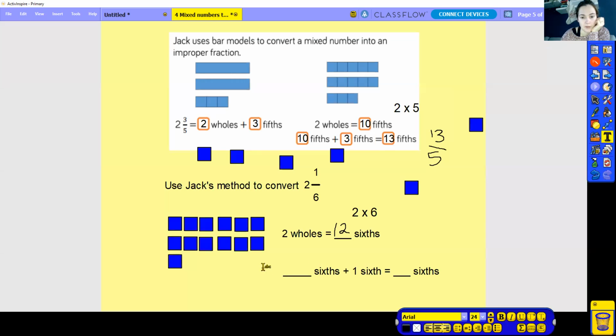So let's write it down now. So he's doing it in parts. So we've got this first bit here, which was 12 sixths. So we've got 12 sixths, add 1 sixth, which gives me 13 sixths. So that question there gives me 13 sixths.